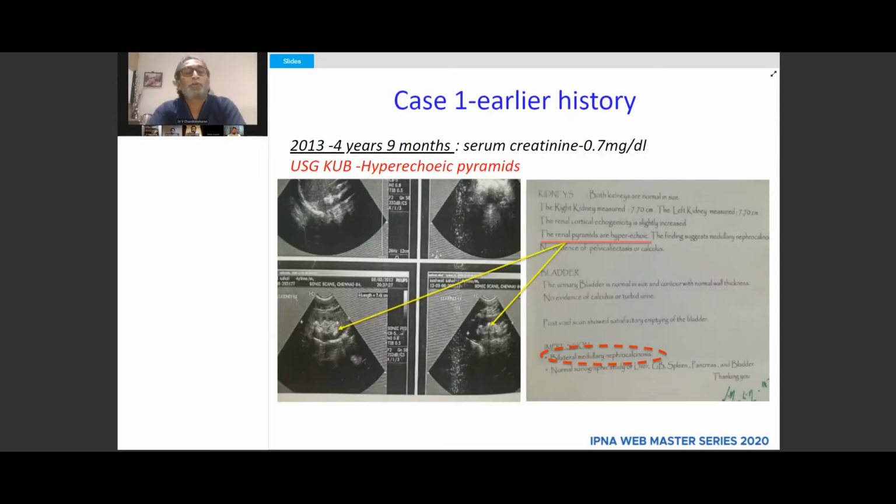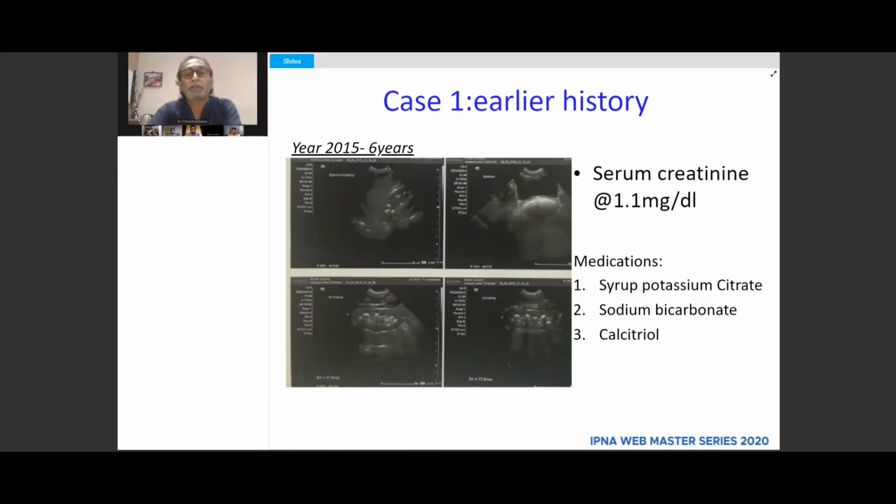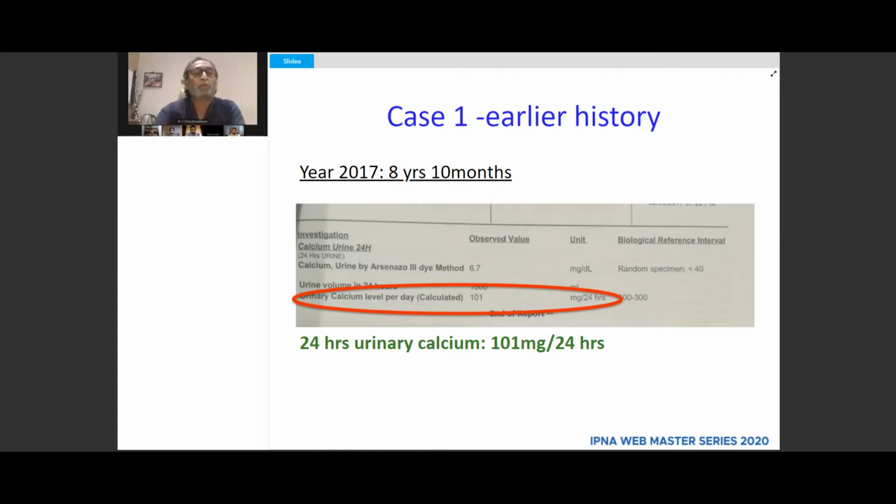At 4 years 9 months of age, his creatinine was still 0.7 milligram, and USG KUB showed hyperechoic pyramids suggestive of medullary nephrocalcinosis. He was not on any medications at that time. At the age of 6 years in 2015, during follow-up with a pediatrician, his creatinine was around 1.1 milligram per deciliter, and he was on potassium citrate, bicarbonate, and calcitriol. 2 to 3 months prior to this admission, he had his urinary calcium estimation done, which showed around 101 milligram per 24 hours. He was weighing around 28 kgs at that time, and this is close to the upper limit of normal.